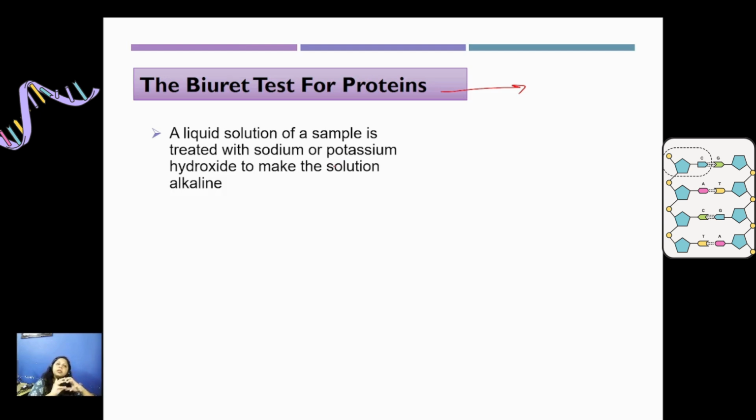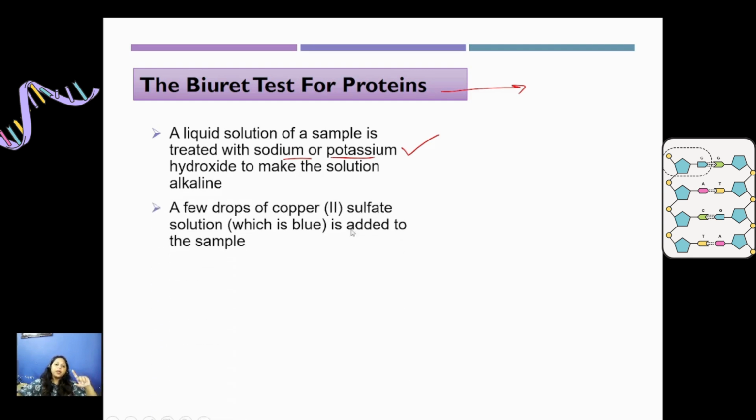But let's first discuss what biuret reagent is made up of. It is made up of two things. First one is the alkali. You can use sodium hydroxide or potassium hydroxide, you can choose any, and then you have to mix it in a solution of copper sulfate. We have discussed earlier in bioenergetics as well that the color of copper sulfate is blue, so the solution would be blue.